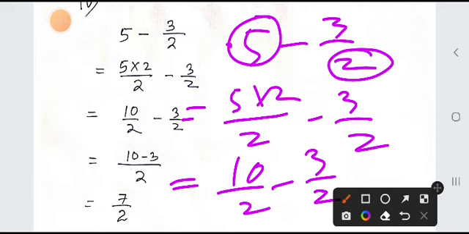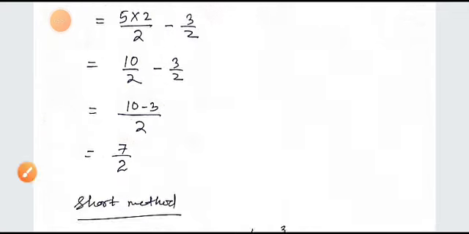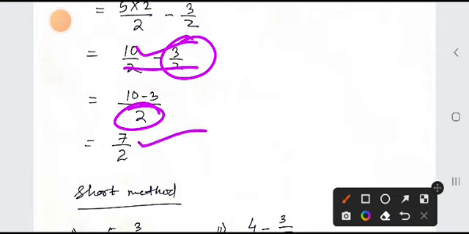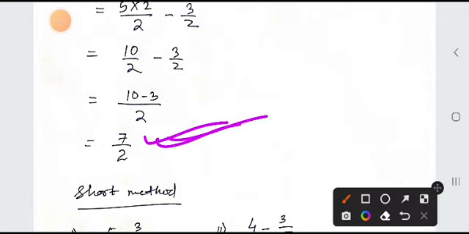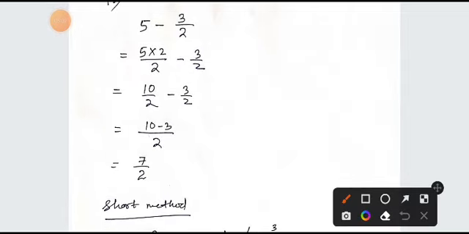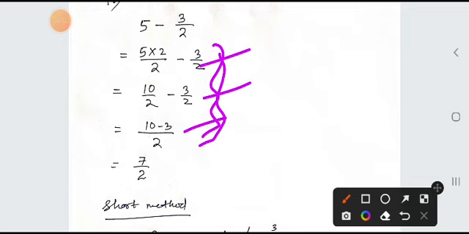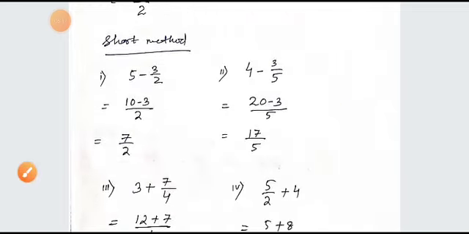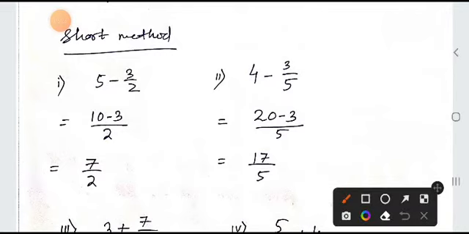Now we have 5 which is equal to 10 upon 2, and there was 3 upon 2 which we need to subtract. So let's try to subtract now. 3 upon 2 from 10 upon 2, there are the same denominators, write 2 here and 10 minus 3, that is 7. So 7 upon 2 is the answer. But in this method you can see that we have done 3 steps, so it just takes time. And in the short method you can solve that mentally also.